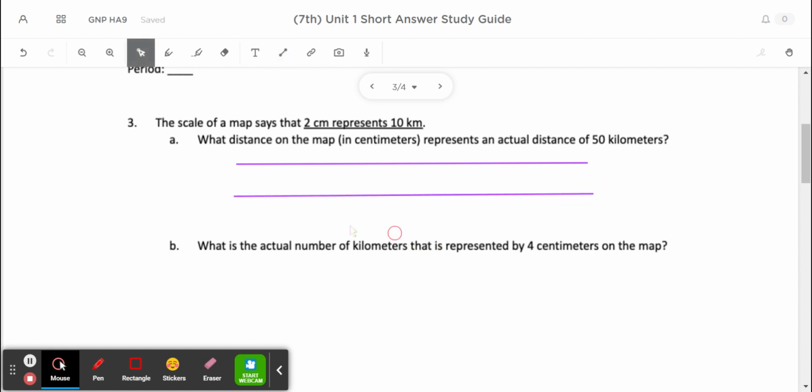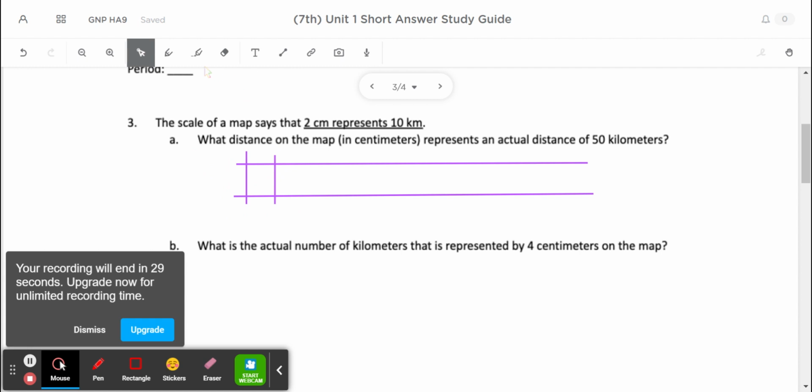This line tool is great for double number lines because I can get all my lines in before I even start writing anything. But I know that my double number line represents kilometers and centimeters. And if I start my double number line with 0, and I know that 10 kilometers is represented by 2 centimeters, I can continue my double number line until I find the answer to both question A and question B.